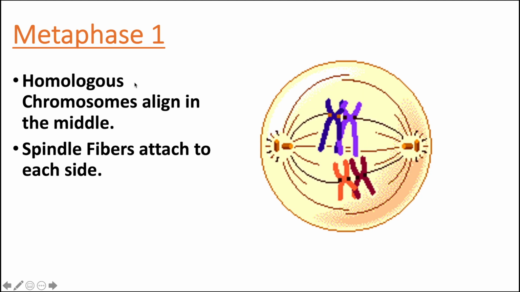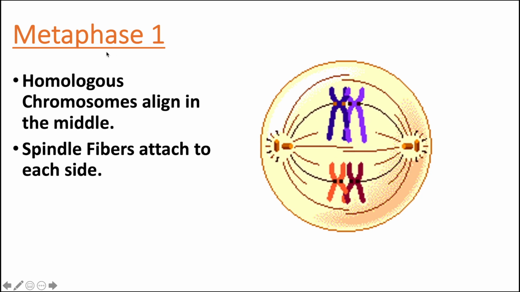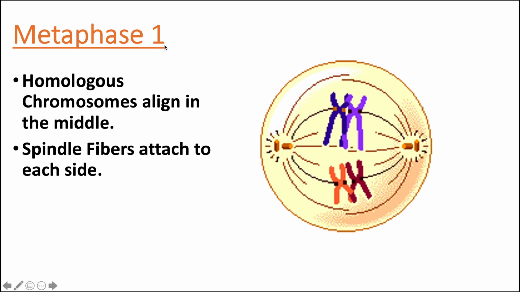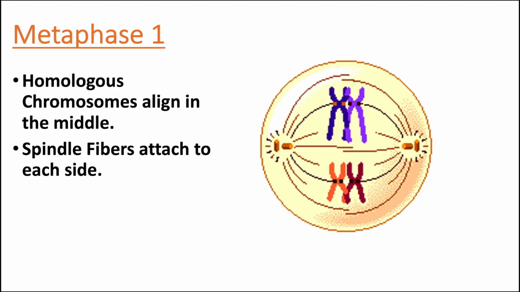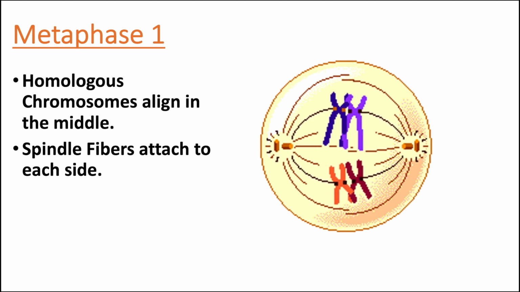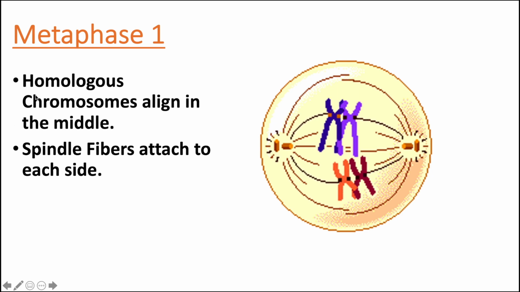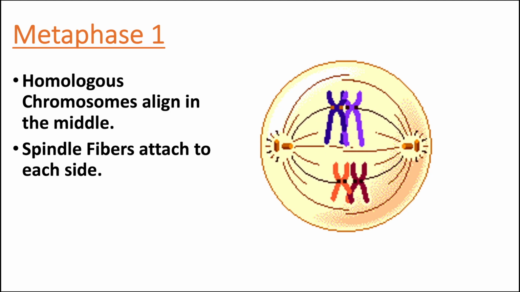So that's why here, compared to mitosis, you see after metaphase, you see the number 1. Why? Because this is the first metaphase. Now here in metaphase, we have what's known as homologous chromosomes. Remember, the prefix homo means the same. These are the same chromosomes, the same traits.